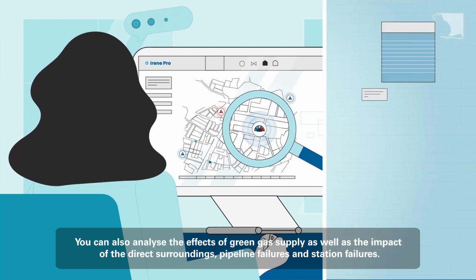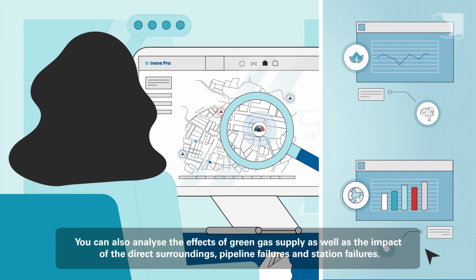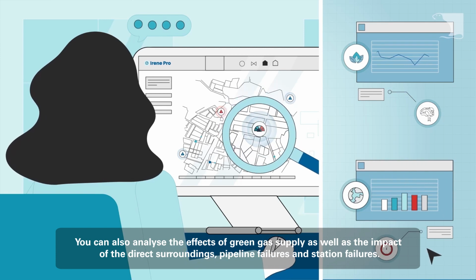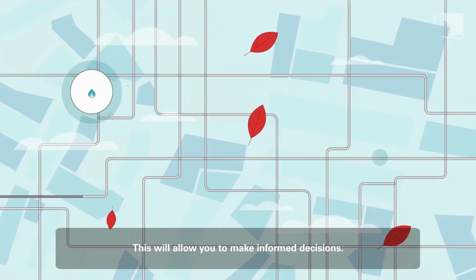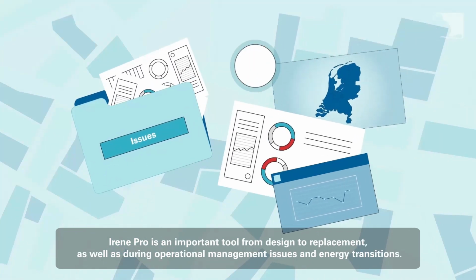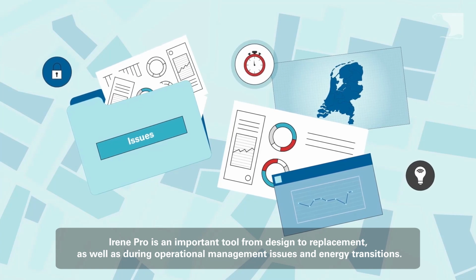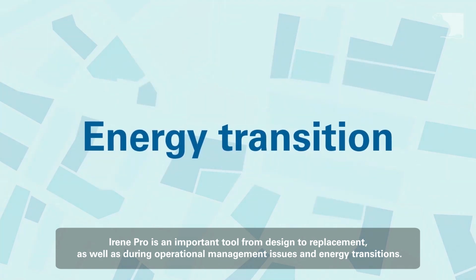You can also analyze the effects of green gas supply as well as the impact of the direct surroundings, pipeline failures and station failures. This will allow you to make informed decisions. Irene Pro is an important tool from design to replacement, as well as during operational management issues and energy transitions.